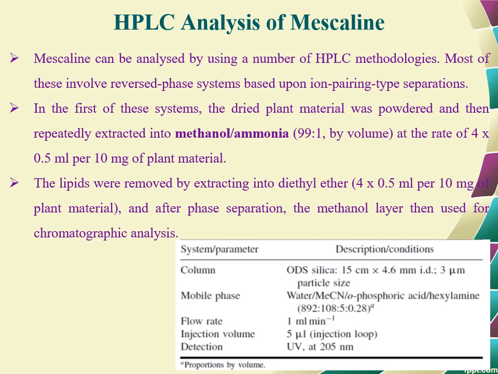The column which is used is of ODS silica, of length 15 centimeters and 4.6 millimeter inner diameter, with 3 micrometer particle size. The mobile phase used is a mixture of water, acetonitrile, orthophosphoric acid, and hexylamine. The flow rate maintained is 1 ml per minute, and the injection volume is 5 microliters. The detector is a UV detector.